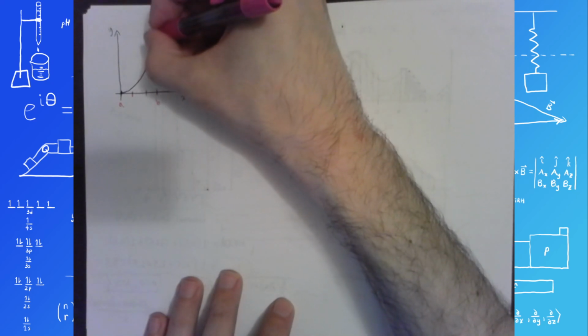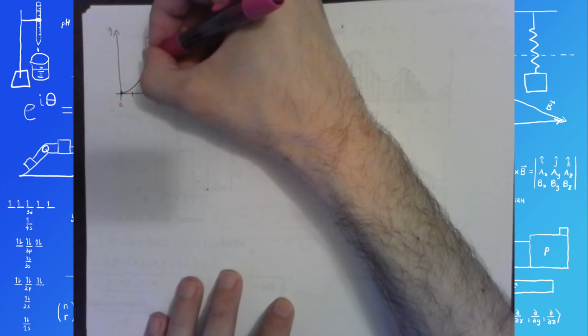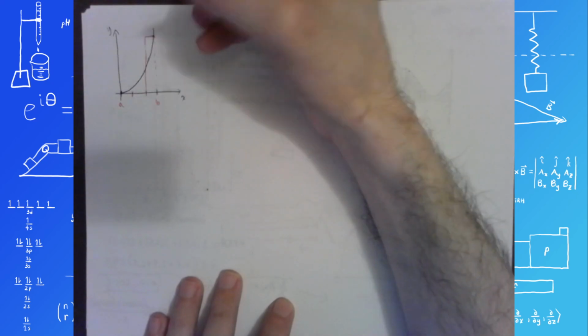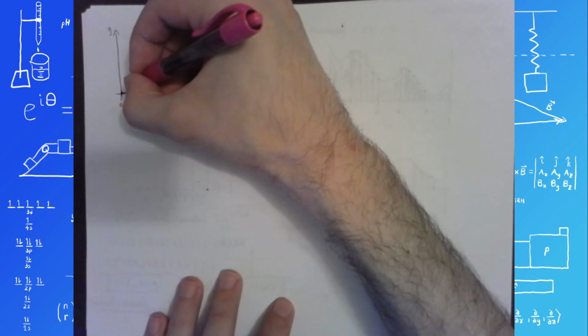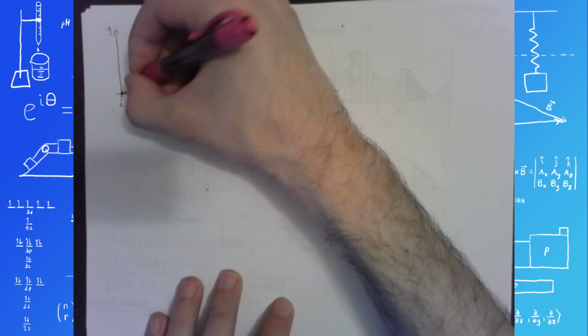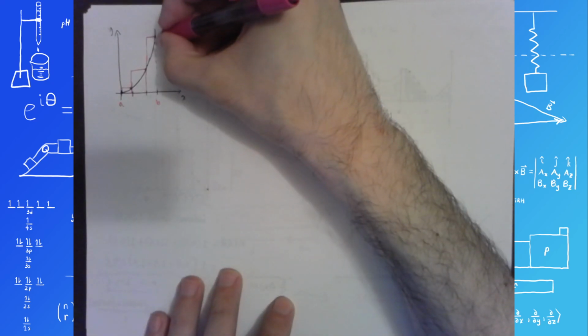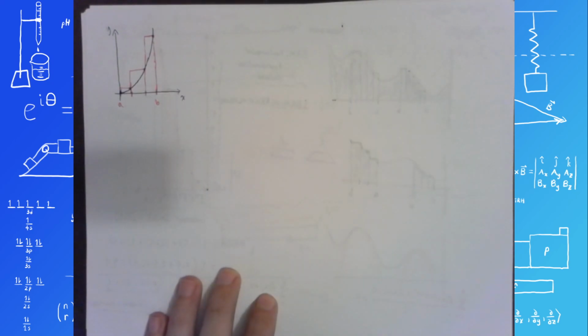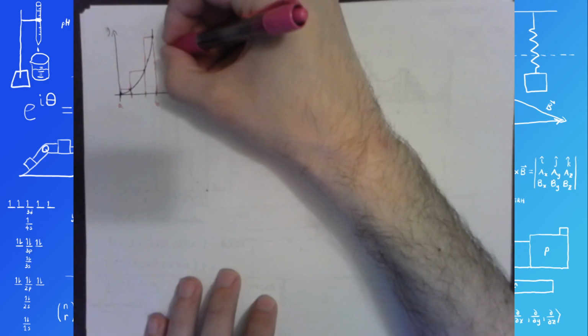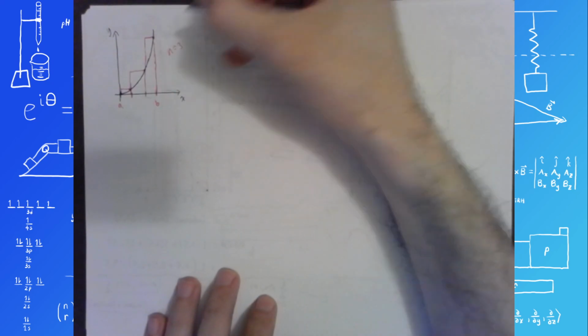That's approximately the same width across all 3. Then this one would look something like that, and then this one would look something like this. Those are my 3 rectangles there. This is a drawing with n equals 3 rectangles.